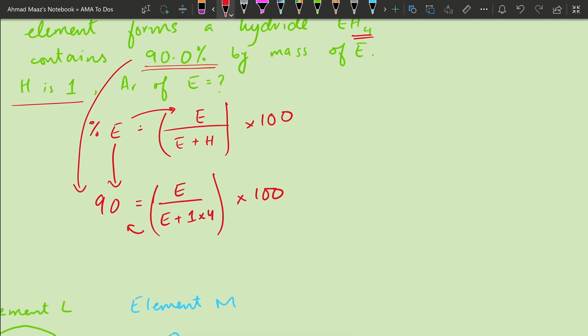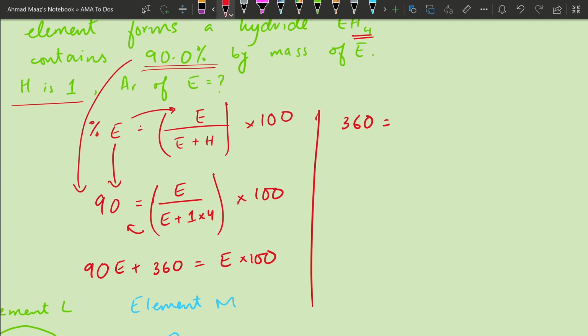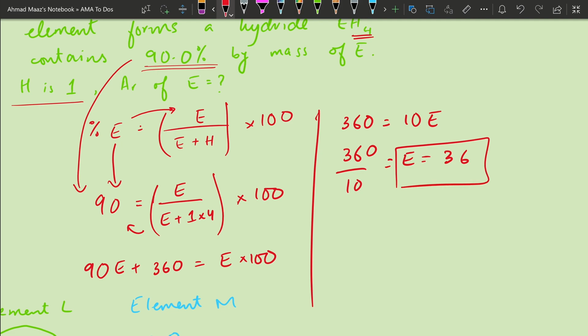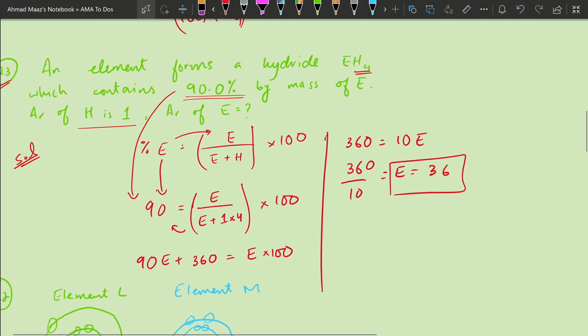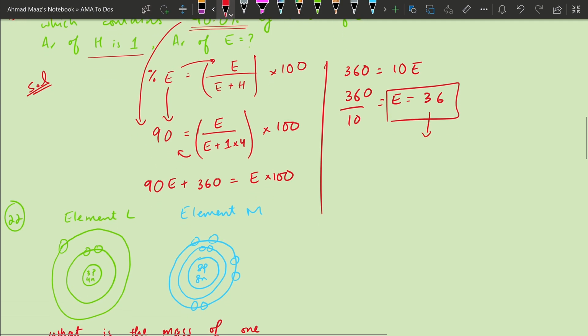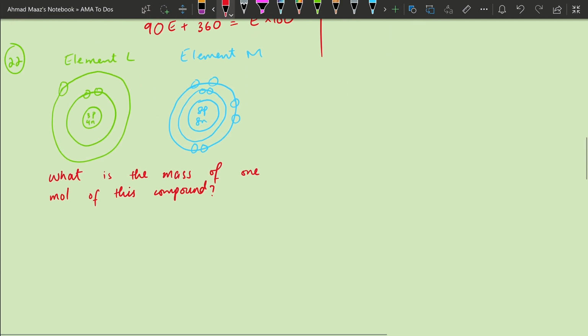Alright, so if we do the calculations over here, then it is 90E plus 4 9s are 36, 360. This will give us E times 100. Okay. So if we want to bring E on the same side, then it will be 360 equals 100 minus 90, 10E. So 360 upon 10 is E, and that is 36. Yes, that is the AR of E now. Atomic mass of E.